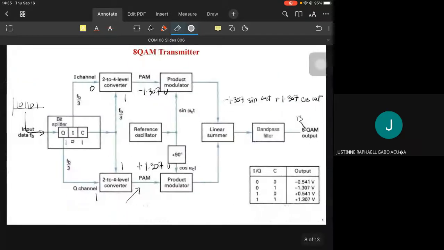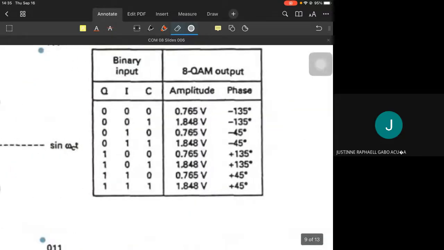Okay? So, ato example earlier, 101, it's this one. 101. Okay?